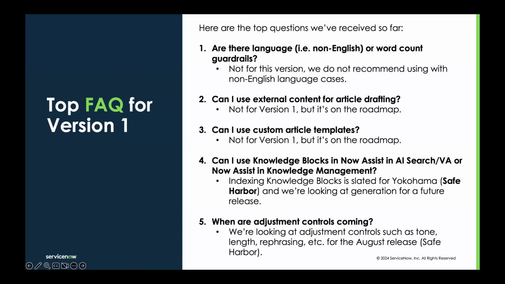Knowledge blocks currently aren't supported in AI search indexing, so we're not going to generate article or knowledge blocks for you right now. We have to wait for knowledge blocks to be indexed in Safe Harbor. That is for Yokohama. Then we'll put it on our roadmap to start doing generation for knowledge blocks, so keep an eye on that. I know we have a lot of information about that coming out. I do get that question a lot.